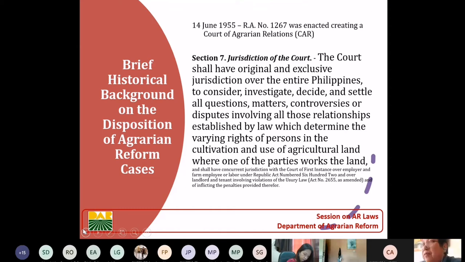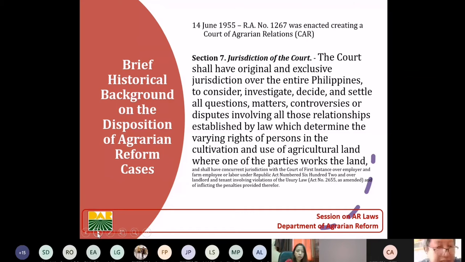Long time ago, on June 14, 1955, the jurisdiction to adjudicate or to resolve cases involving farmers and landlords was under the power of the Court of Agrarian Relations. That was in 1955, 1 year after the enactment of Republic Act 1199. Republic Act 1199 is our Agricultural Tenancy Act.